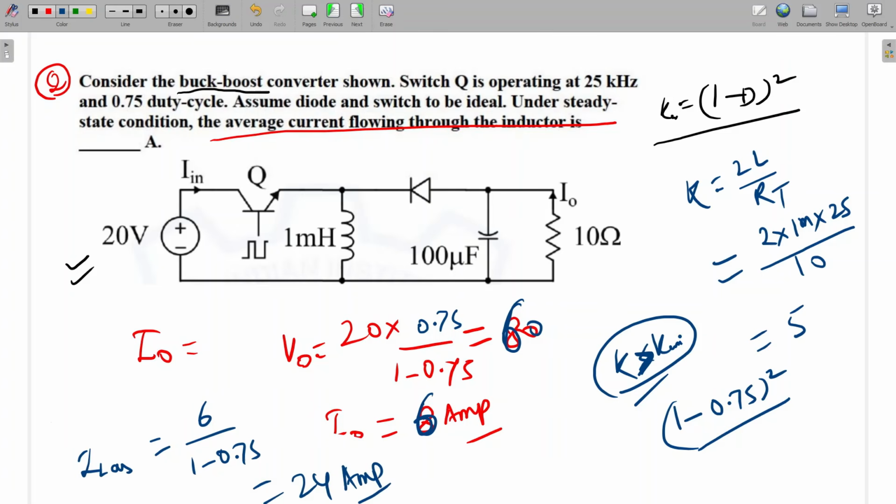So this is a previous year question, I think GATE 2021, 2 marks. I have made some changes to the same question. Is it clear? I think up to now it is clear to all. This solution is 24 ampere. Now, if it is discontinuous conduction, then how can we analyze?